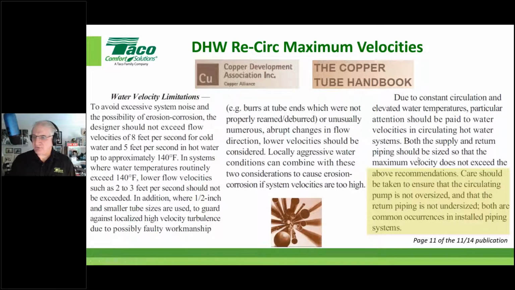Care should be taken to ensure that the circulating pump is not oversized and that the return piping is not undersized. Both are common occurrences in installed piping. Now remember, when we size, what is your typical domestic hot water recirc return line size? When you're installing a recirc system, what size do you usually install for that recirc line? Not the supply piping, but the recirc line.